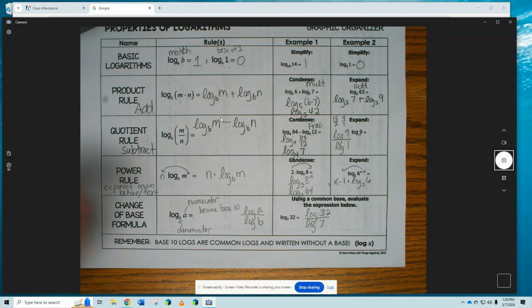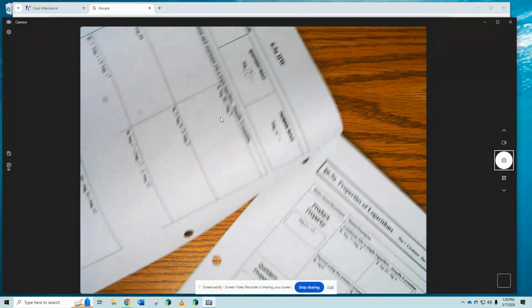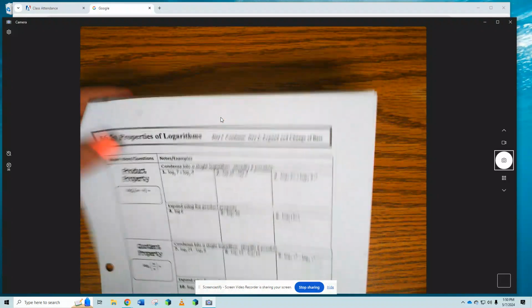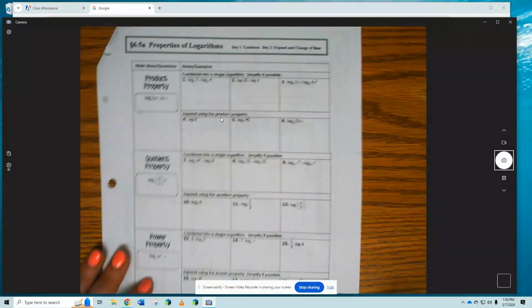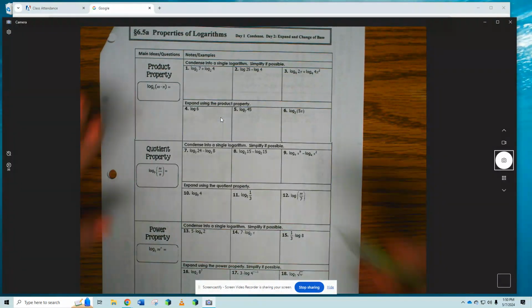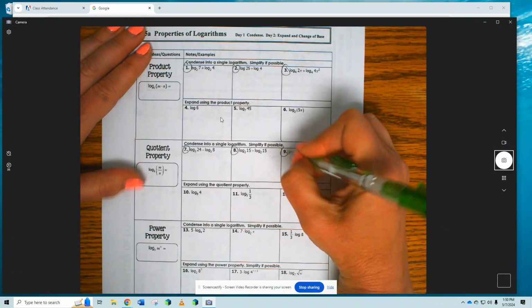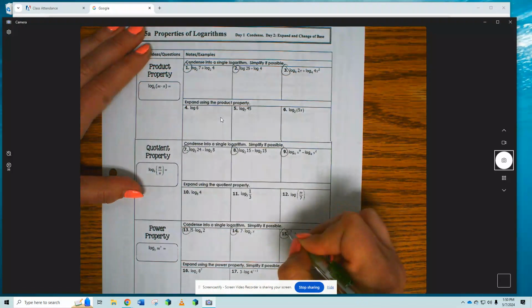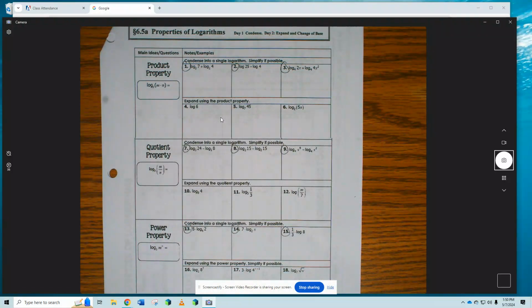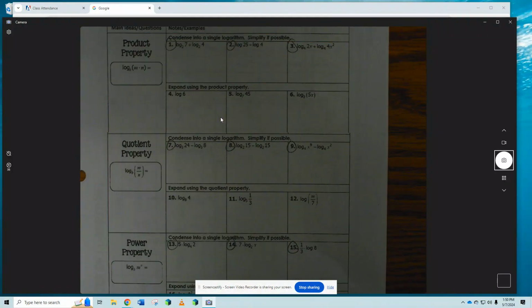Okay. So now we're going to use this. I kind of put the homework on the wrong spot. This is where notes starts. We're only doing condensing today: 1, 2, 3, 7, 8, 9, 13, 14, 15. That's all we're doing today. And it's too small. Let me zoom in. Sorry.